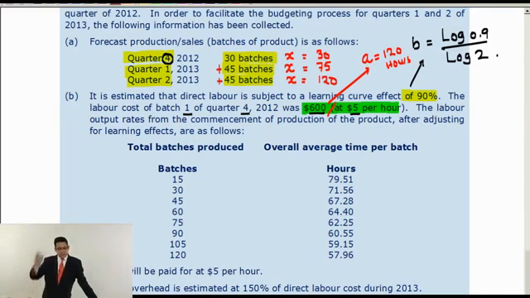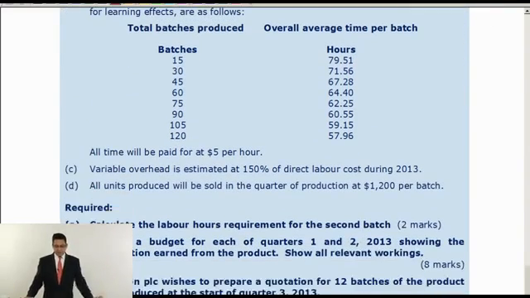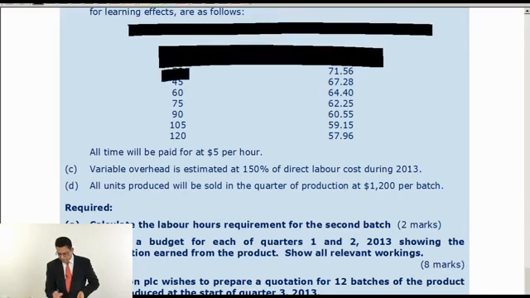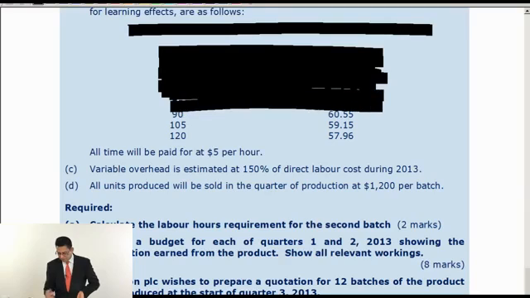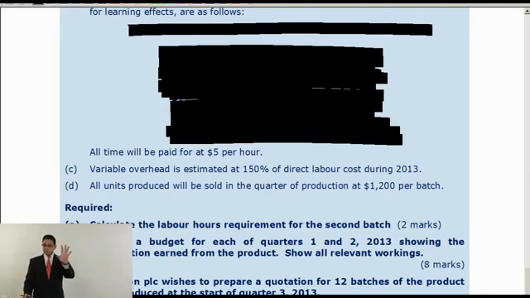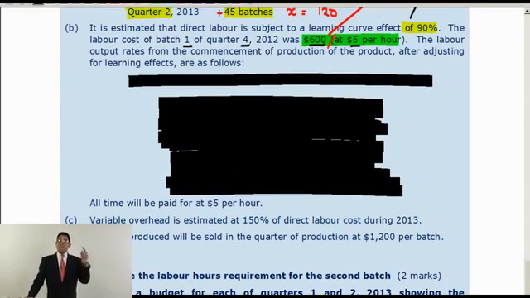The labor output rates from the commencement of the production process of the product, after adjusting for the learning effects, are as follows. So they have given us some details. For a minute, what if I hide this information? I promise I will show you. This information is not given in most cases, well, always not given, only in one paper it was given. In 100% of cases, we have to develop this table ourselves, or at least some of it. Let's learn how to develop some numbers, and we will then compare with the information provided. So for the moment, please don't look at this table, okay? It will be a better learning. We will develop the numbers in this table from scratch.